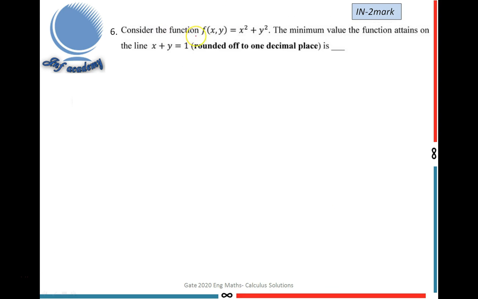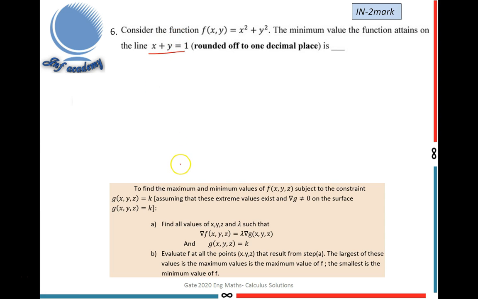Sixth problem, consider the function f of x comma y equal to x square plus y square. The minimum value of the function attained on the line x plus y equal to 1 is dash. This question is from IN department. It has 2 marks. Here one constraint condition is given. So in that case, I use the Lagrange multipliers method.